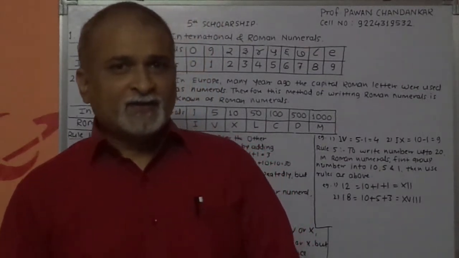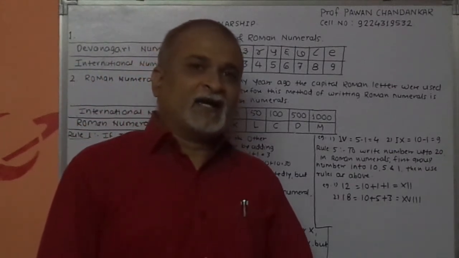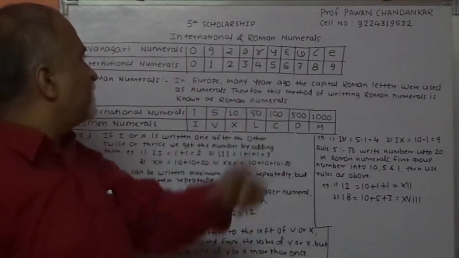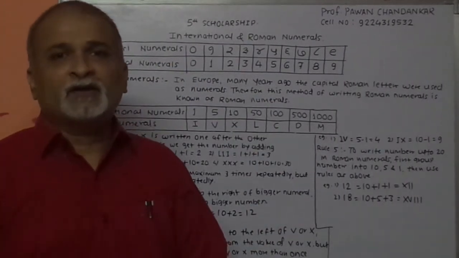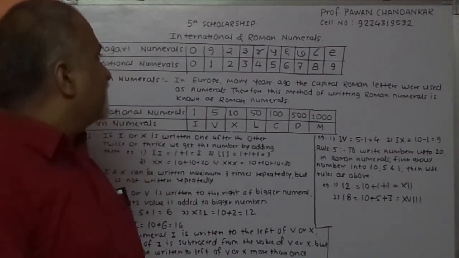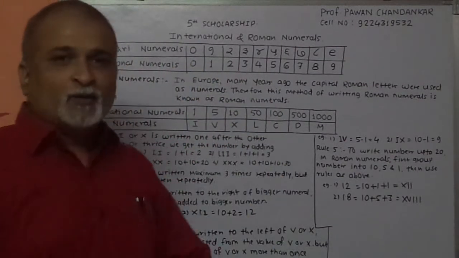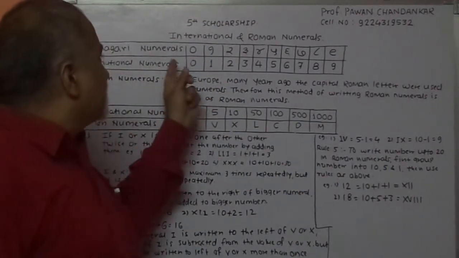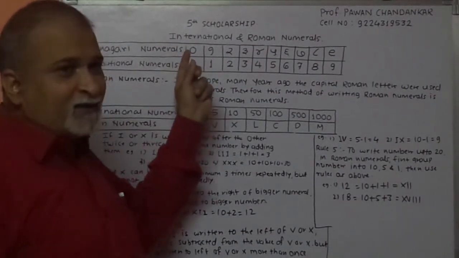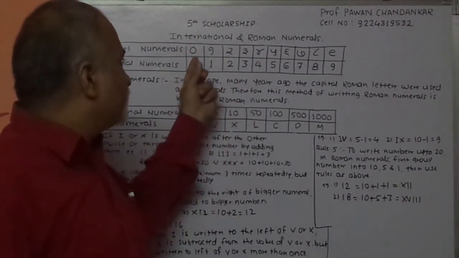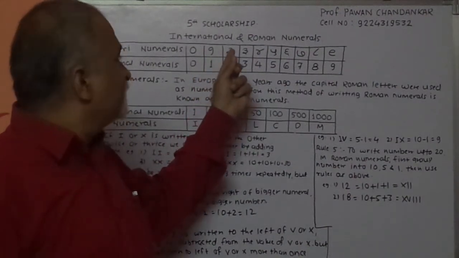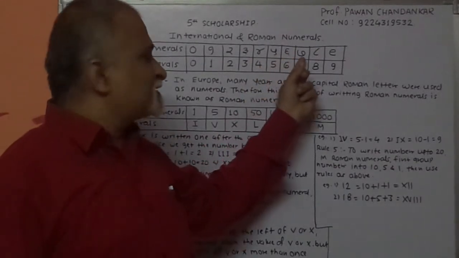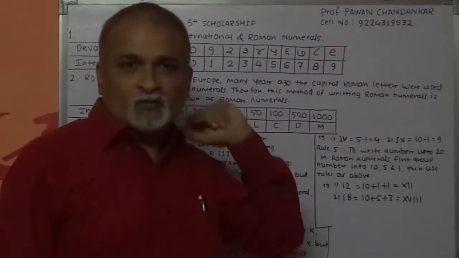Right, students? Now in this lecture, we will try to understand exactly how these numbers are written. Look at this. The name of the topic is International and Roman Numerals. In that, see how we write the Devanagari numerals. Devanagari numerals means Marathi numerals. Look at this. 0 is stated in Marathi as Shunya. Then 1, 2, 3, 4, 5, 6, 7, 8 and 9.